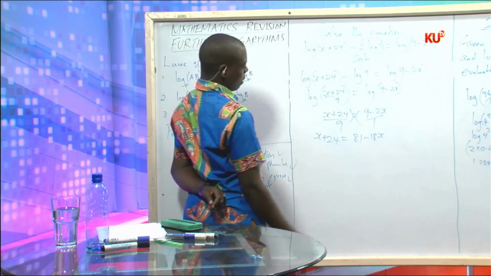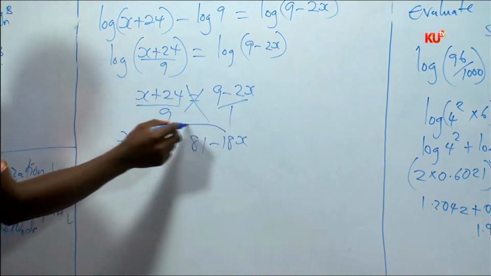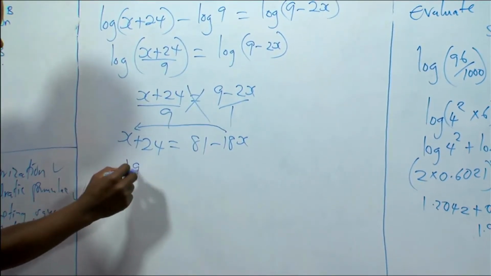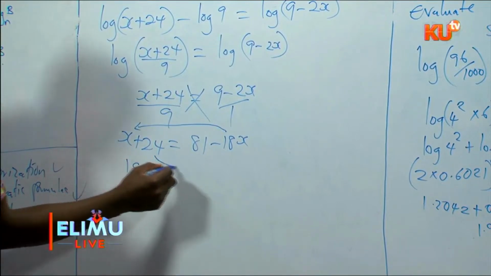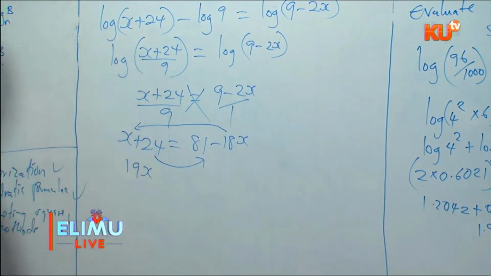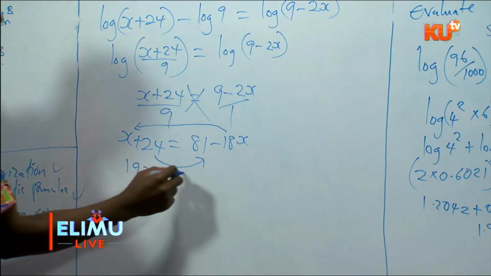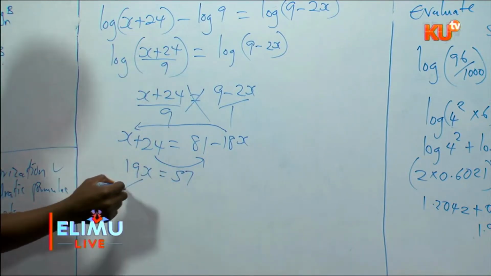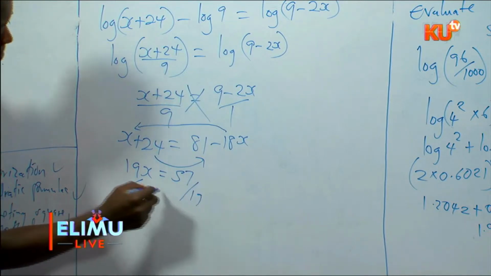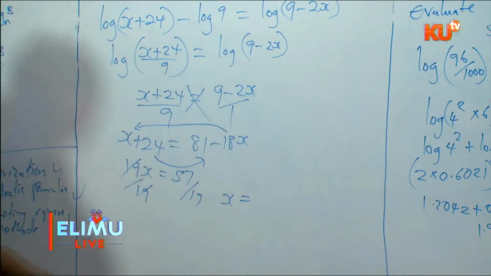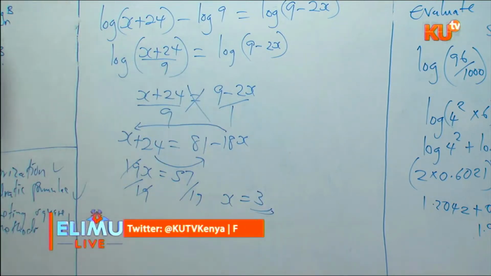Then we collect the like terms. Minus 18x to this side becomes positive, so that is 19x. 24 to this side, 81 minus 24, that is 57. To get x, divide by 19. So this cancels, and our x should be equal to 3. That is the value for the 2001 question.